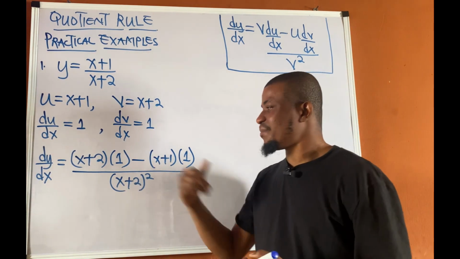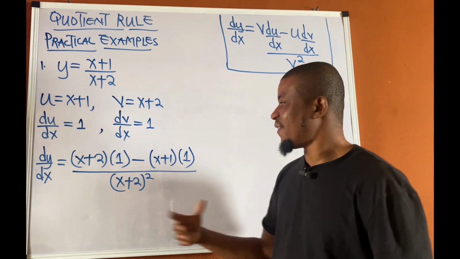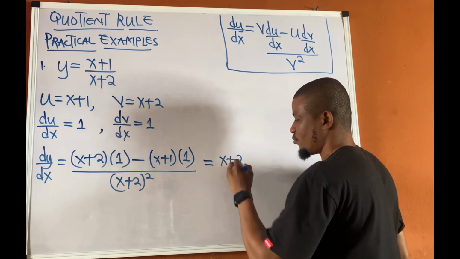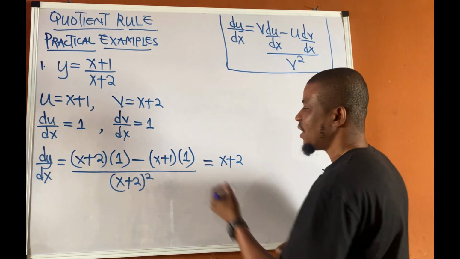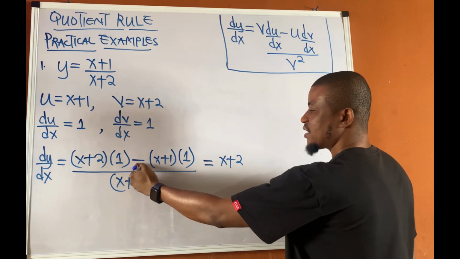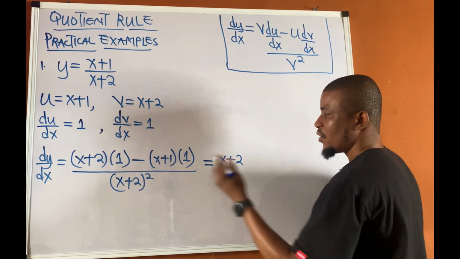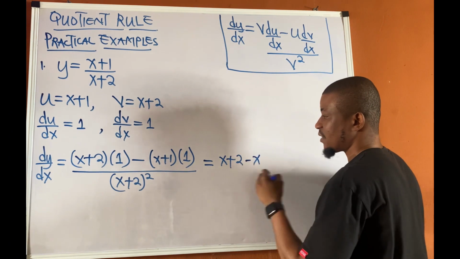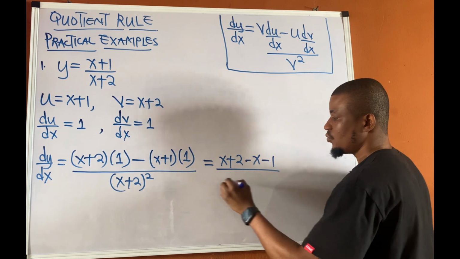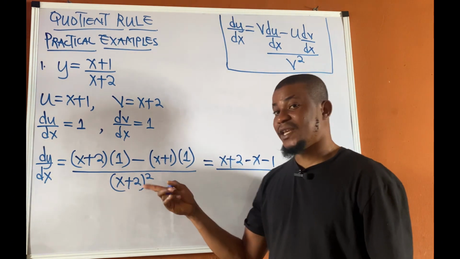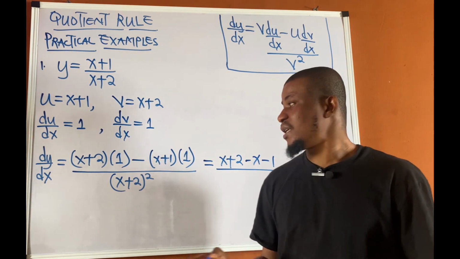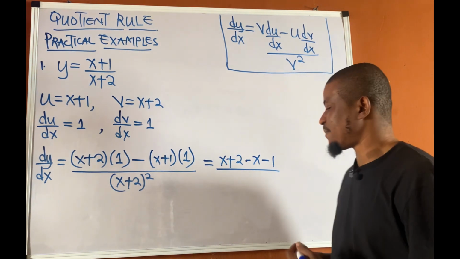The next thing is to simplify this expression. To simplify this, x plus 2 times 1 is equal to x plus 2. And then x plus 1 times 1 is still x plus 1, right? But we need to distribute this minus into x plus 1. Minus into x is a negative x, minus into 1 is a negative 1. Alright, divide through by x plus 2 squared. If you want, you can expand the denominator too, but if you don't want, you can still keep it in this form. But let's expand this.